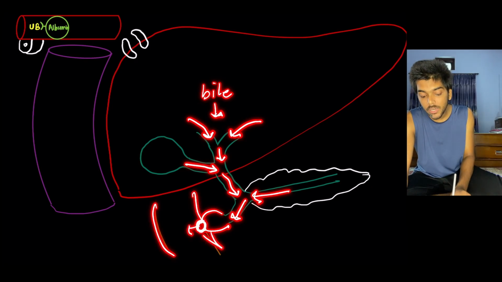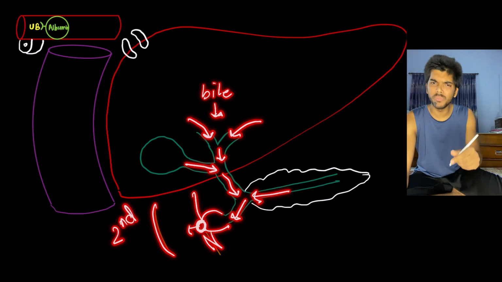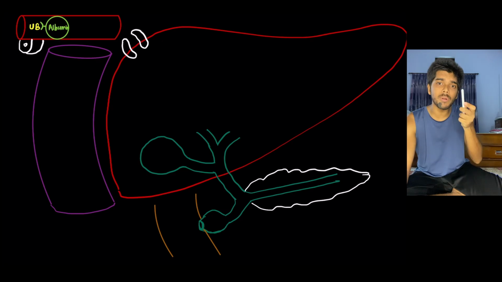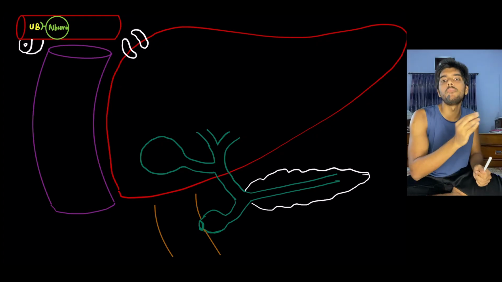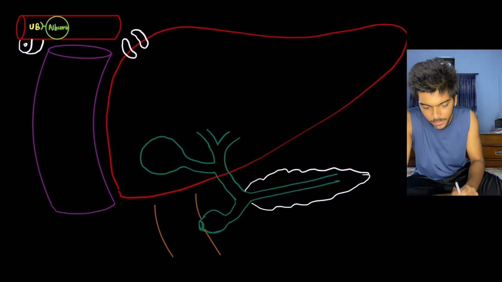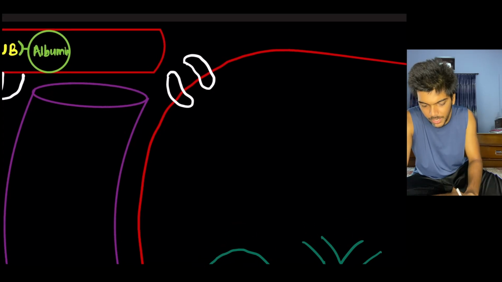Which part of the duodenum? The second part of duodenum. You must know your basic anatomy. Duodenum has four parts. The first part, the second part, the third part, and the fourth part. It's in the second part of the duodenum where the biliary system opens. Okay. With that basic anatomy done, let's see what happens to unconjugated bilirubin.